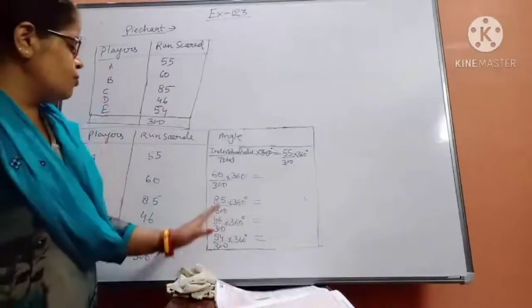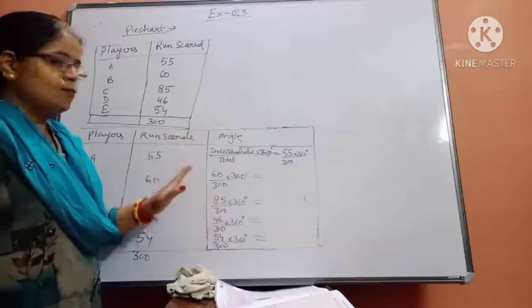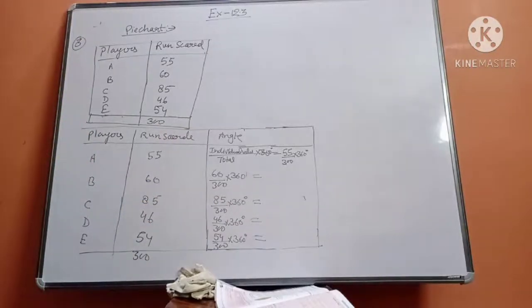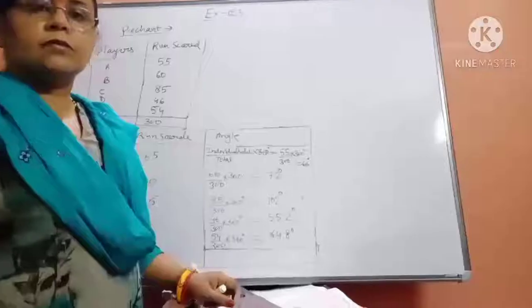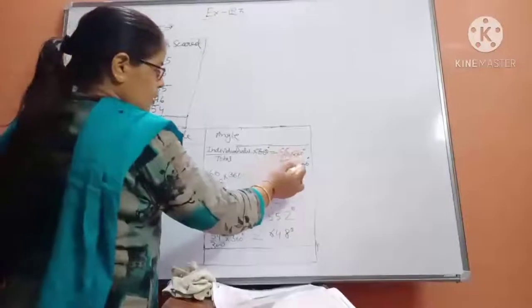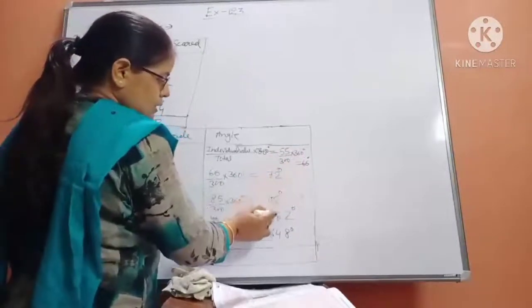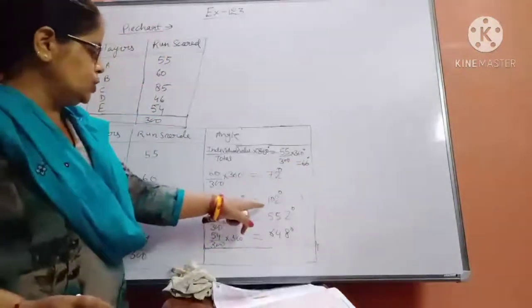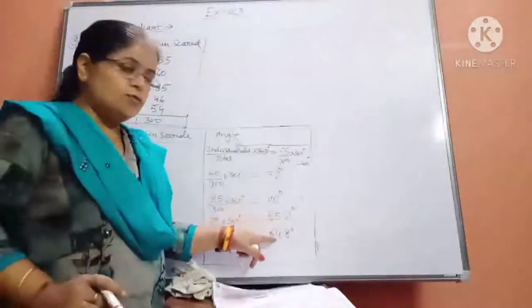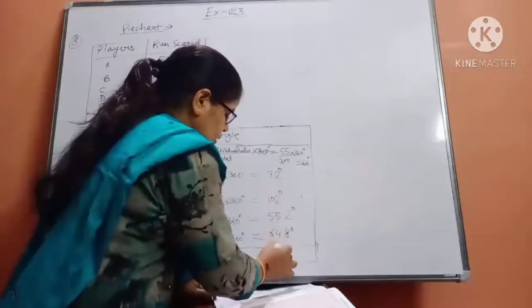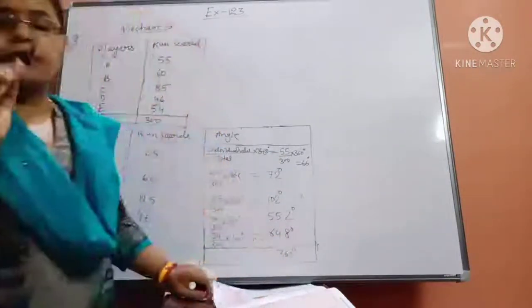Okay, now see, beta, we are calculating the values of the angles with the given table. I have calculated the values and these are your angles: first 66, second 72, 102, 55.2 and 64.8. If you add them, it comes equal to 360. It means my answer is correct. Now we have to draw the pie chart.